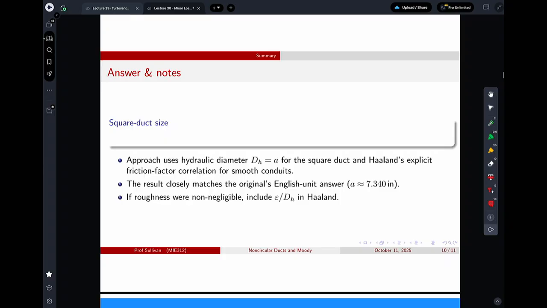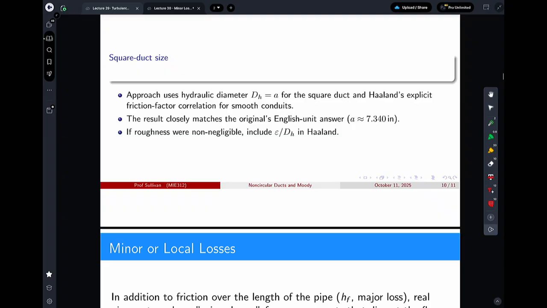Both of these, again, because you're iterating, I'm doing a problem in SI that was originally set up in English units, and because of that, I have an error associated with my answer versus what the English unit answer was. I accept that because my error is in the 100th place, and the difference is 0.03 inches, which is not a lot. So 3/100 of an inch, roughly whatever it is in millimeters. If roughness were non-negligible, you include epsilon over dH.